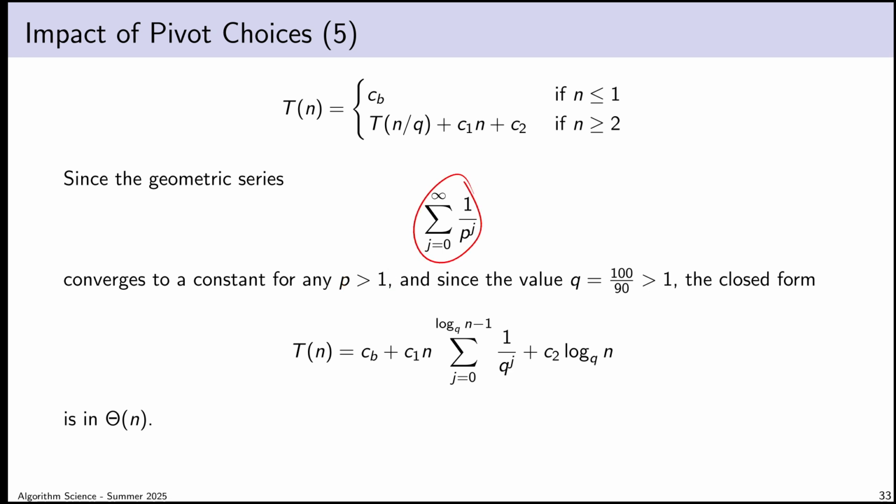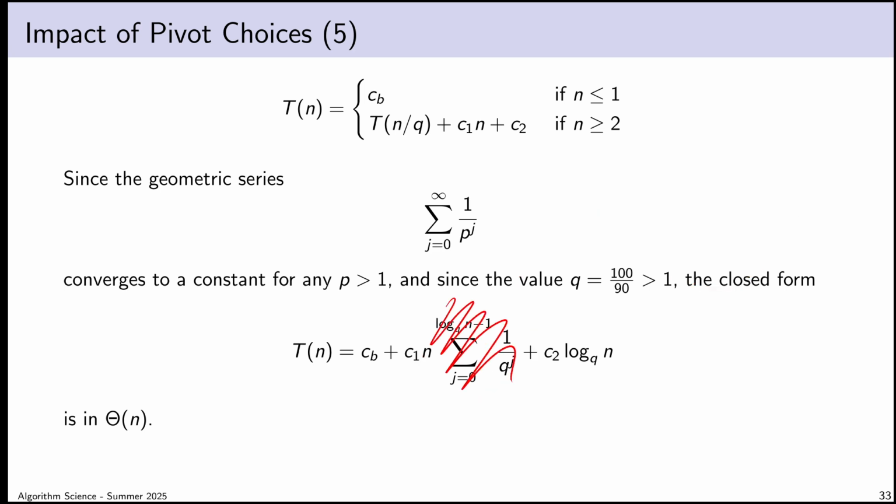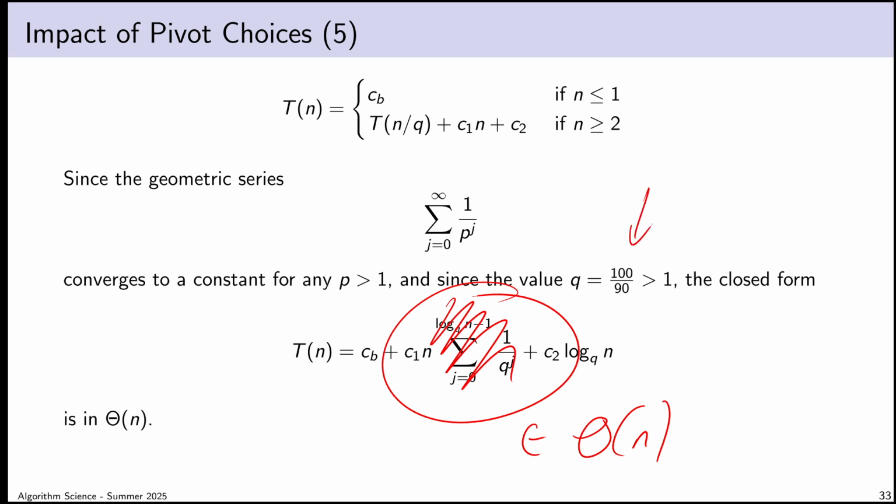Now, notice how this summation looks a lot like that summation, except I've got q instead of p, and as I keep saying, q is greater than 1. That means that because this thing is definitely less than what I said a minute ago, which is the infinite series, starting at j equals 0, of 1 over q to the j, and that converges to a constant, that means that I can treat this thing as a constant in my expression, which means this whole thing is big theta of n.